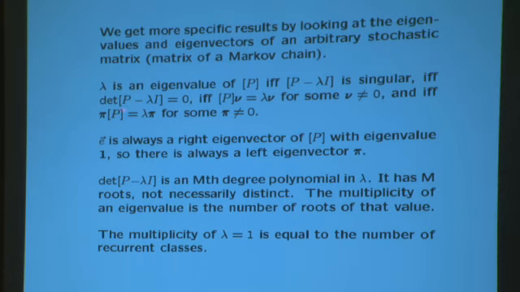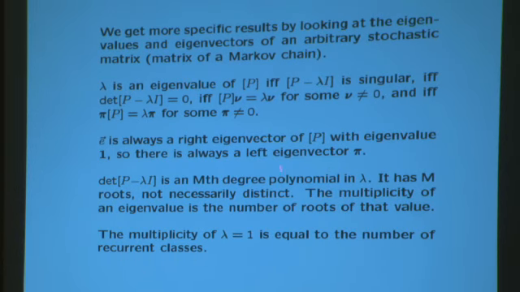If and only if this determinant is equal to 0, which is true if and only if there's some vector nu for which P times nu equals lambda times nu for nu unequal to 0, and if and only if pi P equals lambda pi for some pi unequal to 0. In other words, if this determinant is equal to 0, it means that the matrix P minus lambda I is singular.